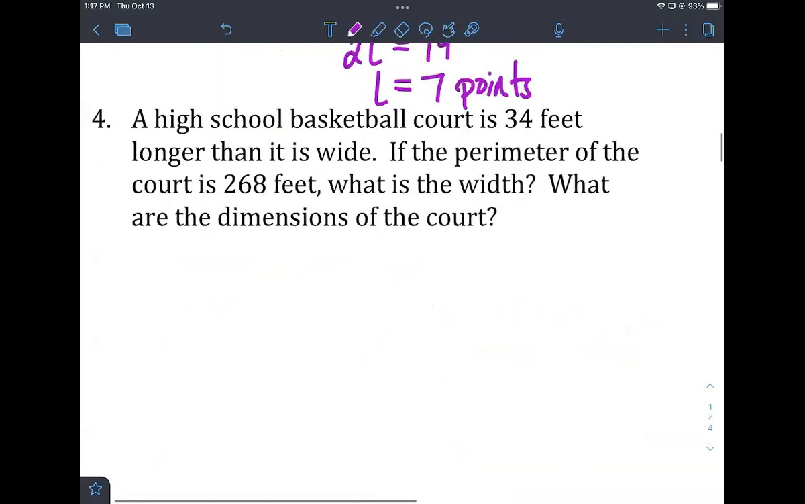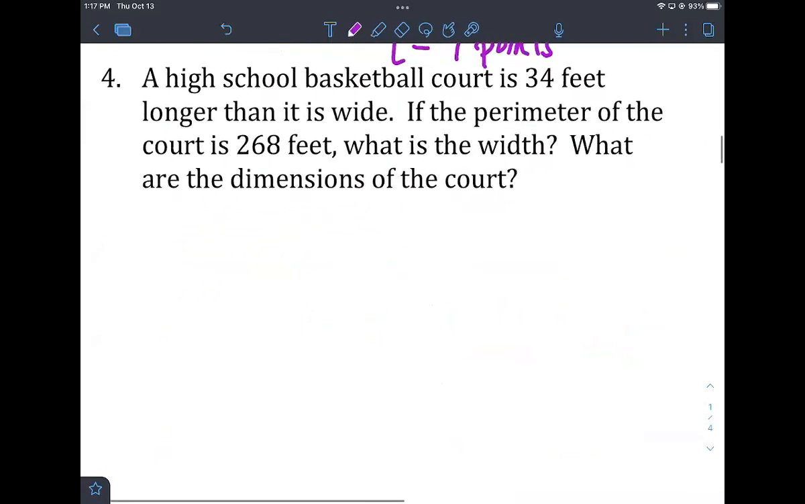Number 4 said a high school basketball court is 34 feet longer than it is wide. If the perimeter of the court is 268 feet, what is its width? And what are the dimensions of the court? So we're trying to find the court's width. Let's use W.